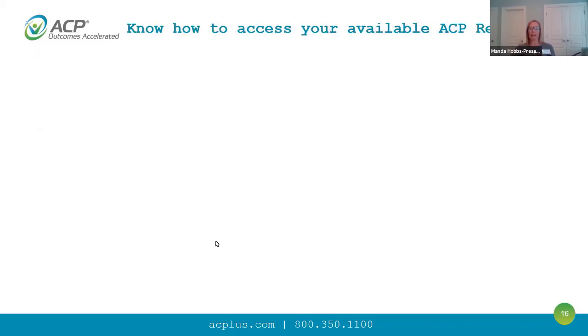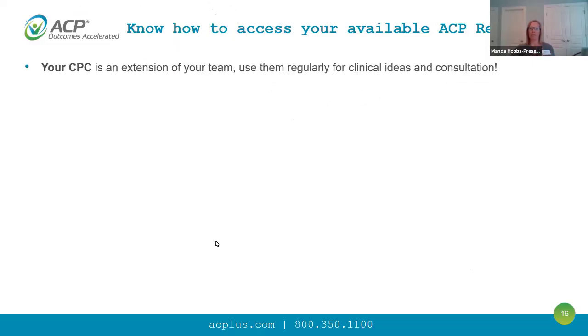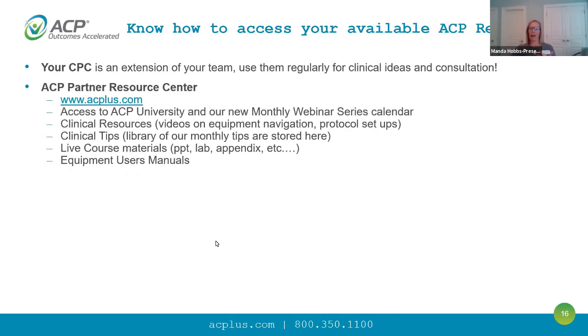And this last slide here is just making sure that you know how to access all of your resources. So use your CPC as an extension of your team, and you should have their contact information handy. I've often recommended programming my number into their cell phone so they don't have to go searching for it. A quick text is great, but if you have to search for the phone number beforehand, you may forget about it and it falls off your radar. So make sure that you have that contact information handy so that you can reach out when you need to.